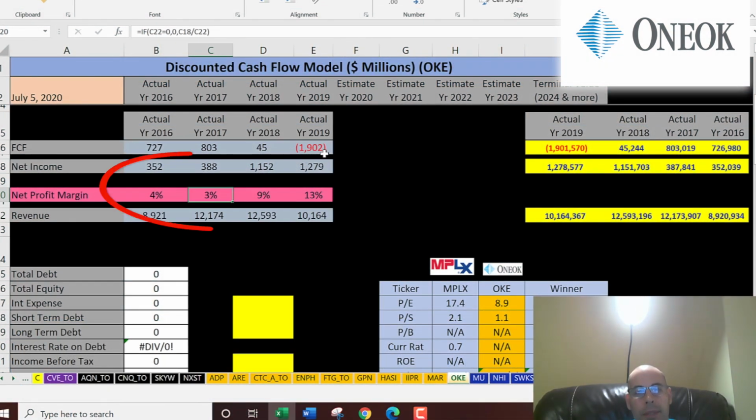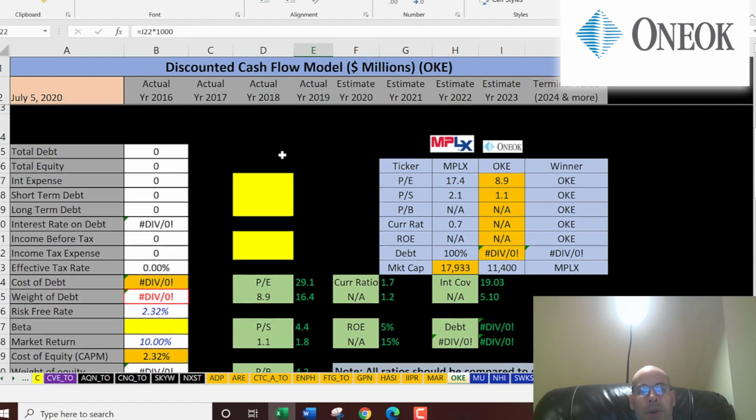So these are the numbers I just input, and it also shows us a net profit margin, which is net income over revenue. So you can see in 2019, they have the highest net income margin of the 4 years. So their revenue did decrease from 2018 to 2019, but you could see their net income increased. So they're more efficient at generating income. So in 2019, they probably did some cost cutting.